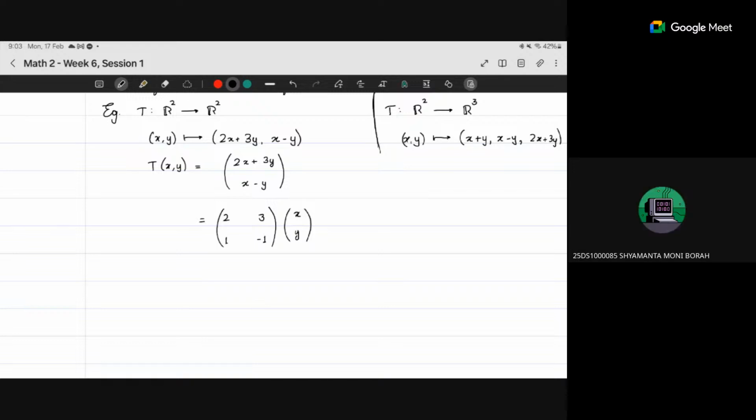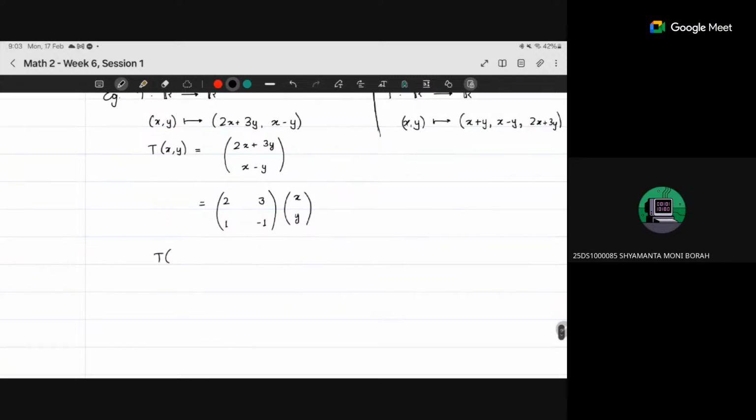2x plus 3y and x minus y, right? So this linear transformation can be written as some matrix multiplied with the coefficient vectors. So T of xy is actually equal to A times xy, where A is a matrix. And this matrix is called the matrix of the linear transformation. So the fact is that this can always be done.